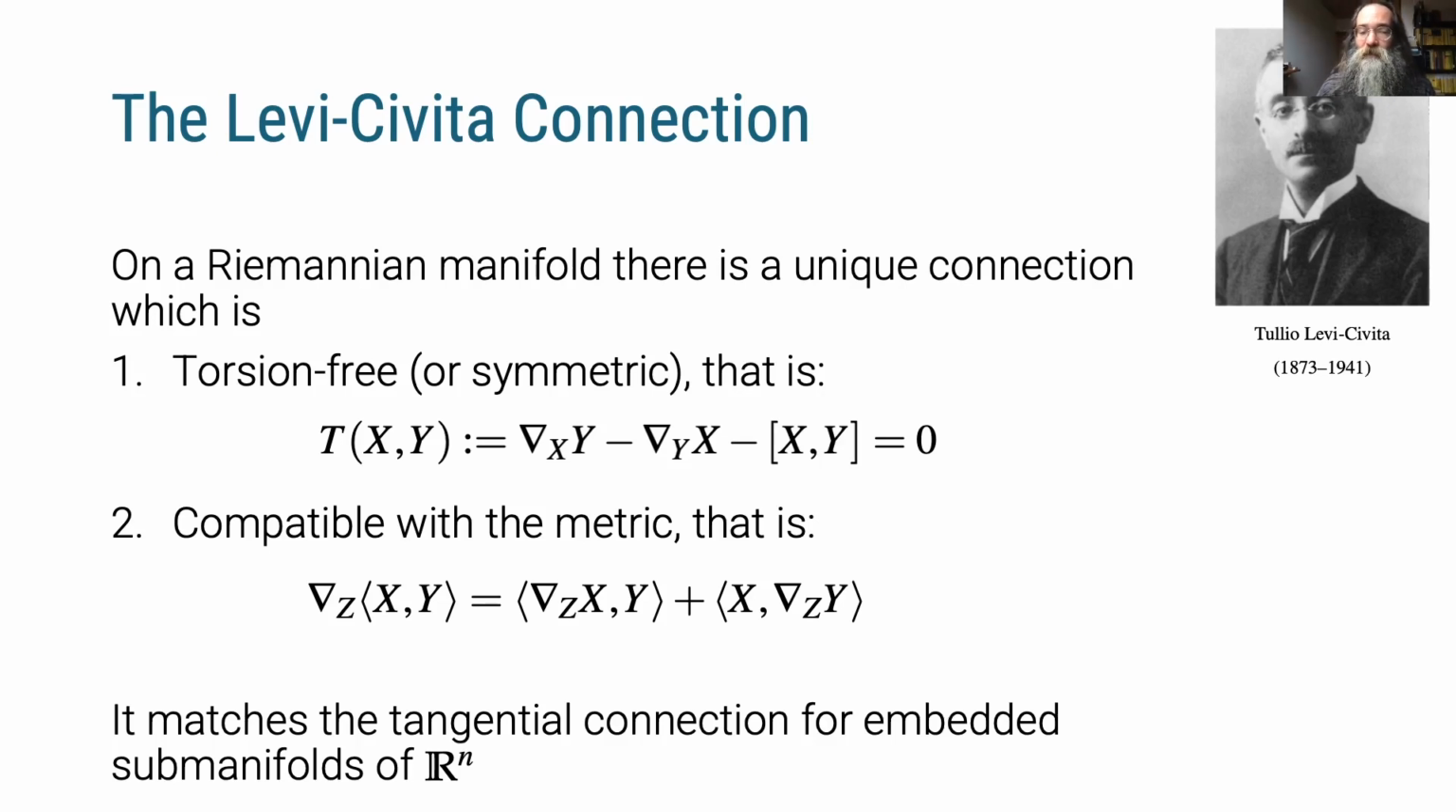Another good thing about this connection is that it is useful. It is the same as the tangential connection if you have a surface or an embedded submanifold of any R^n. If you just restrict the inner product of the surrounding space to the tangent spaces, you of course get a connection, and this is exactly the Levi-Civita connection.